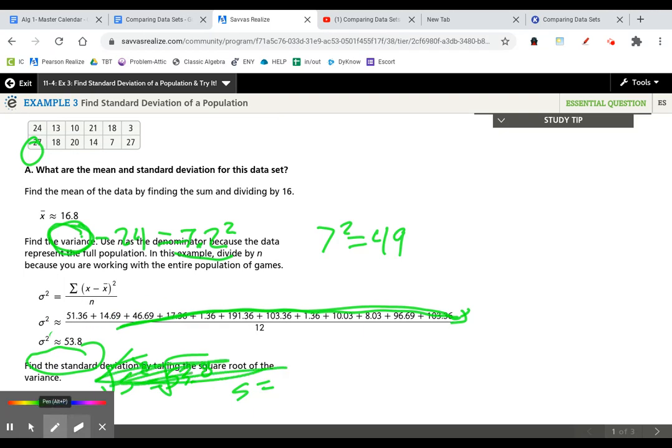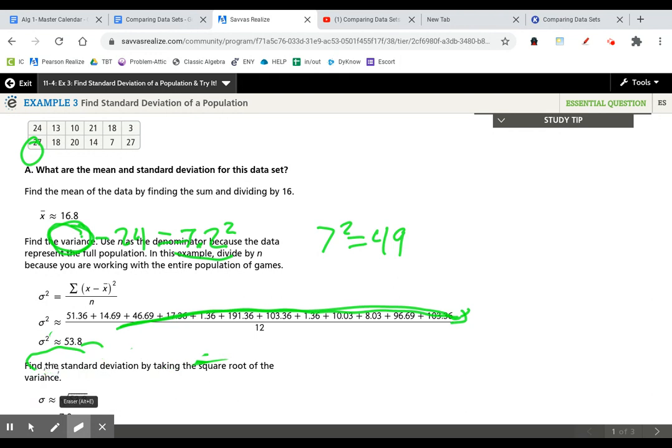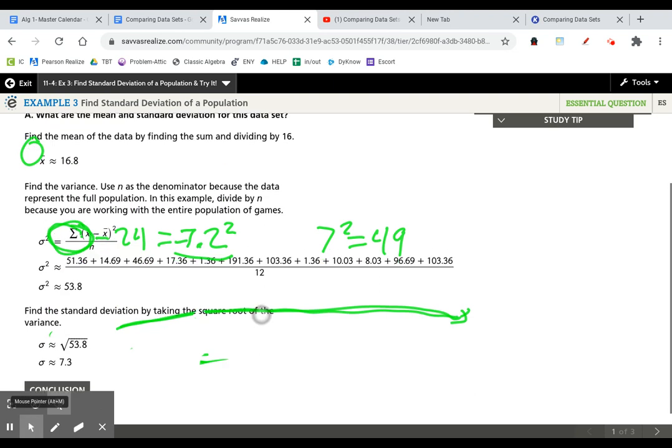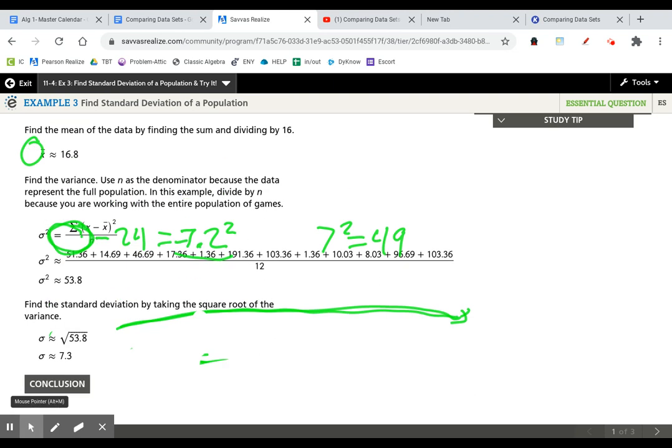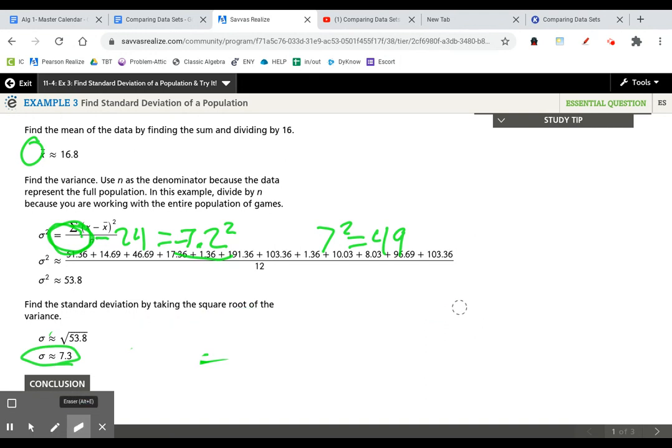Whoops. Can I get rid of this? No, eraser. I want to get rid of this. And I'm going to find out that we get there. The standard deviation is 7.3. Again, this is talking about points of a football game. So can we have 7.3 points in a football game? It's probably going to have us round down, so let's call it 7. The standard deviation is 7.